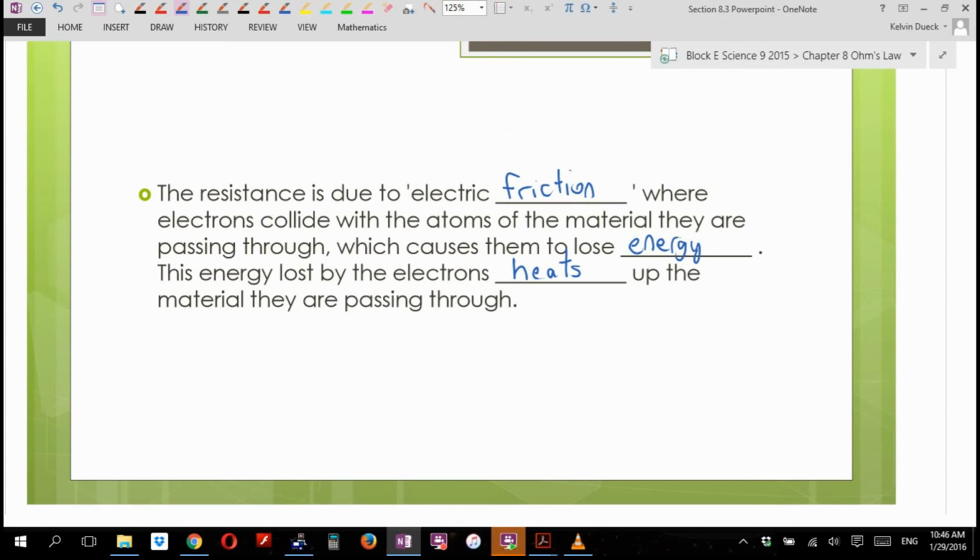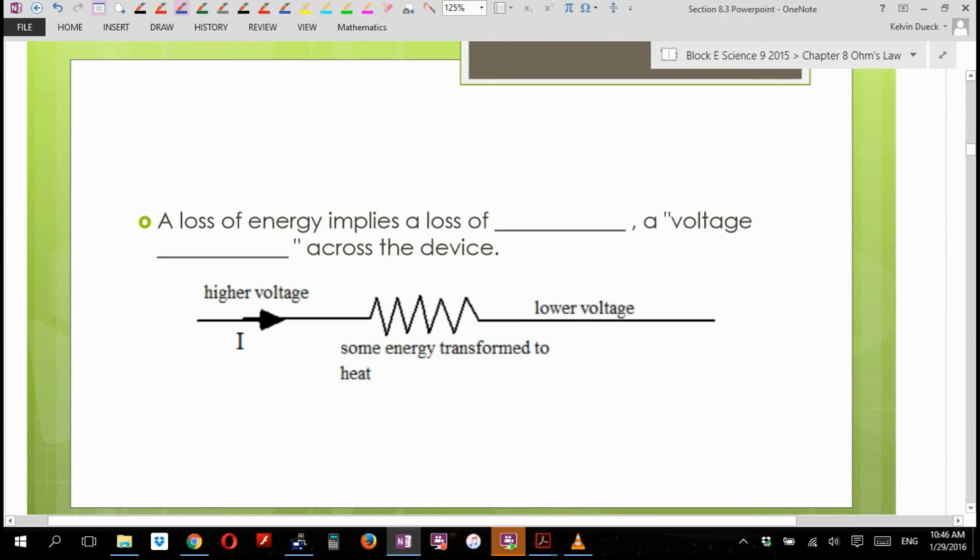And here's the key idea then. A loss of energy implies a loss of voltage, because voltage is how much energy each charge has as a ratio. Voltage and energy aren't the same thing, but I'm telling you, if your energy goes down, your voltage goes down. In fact, we call it a voltage drop across the device.